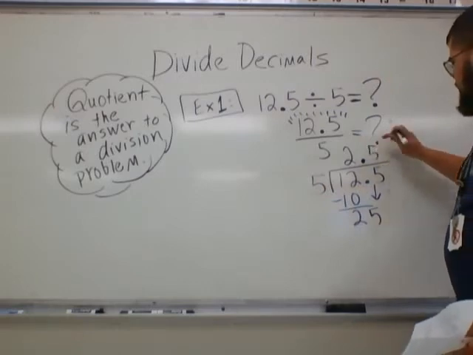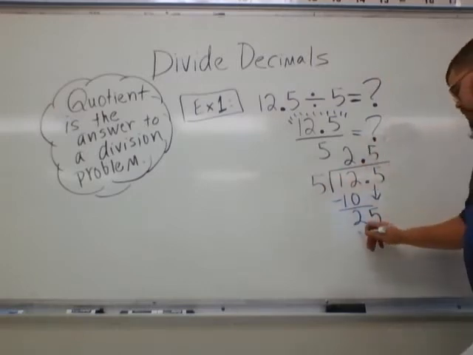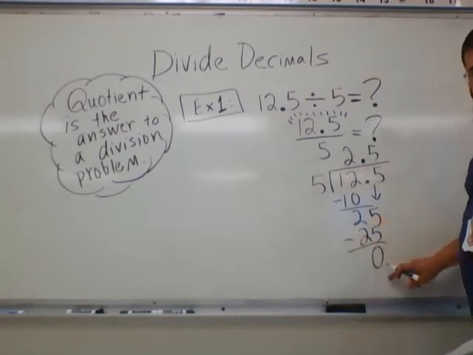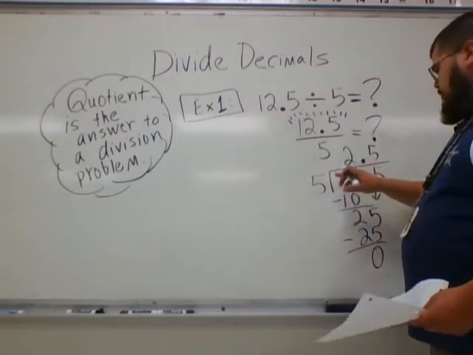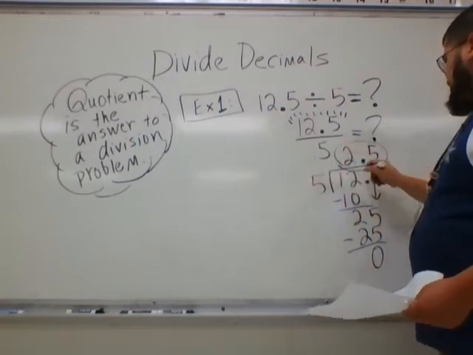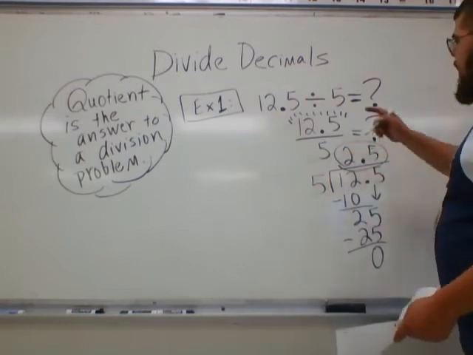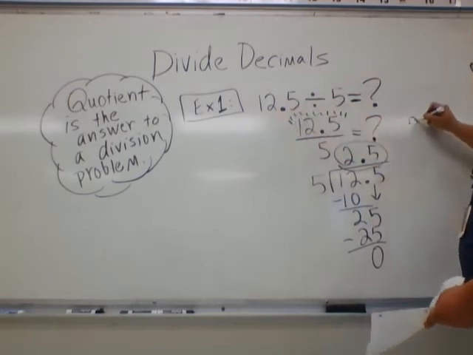5 times. Let me move this out of the way. 5 times 5 is 25. 25 minus 25, we get remainder 0, which is what we wanted. So we have our dividend, divisor. What's this called up here? The quotient. So we now know that 12.5 divided by 5 is equal to 2.5.